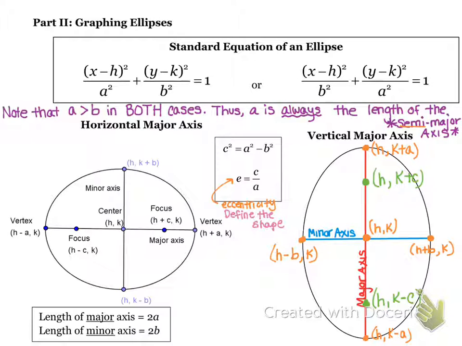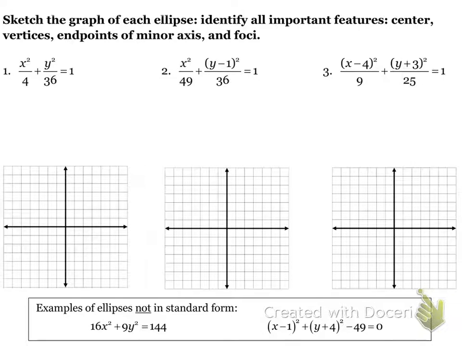Okay, so that was a lot of information, so let's see if we can graph and make sense of some of this. We're going to sketch the graph and identify all the features: the center, the vertices, the endpoints of the major and minor axis, and the focus. The first thing we need to do is identify A and B.